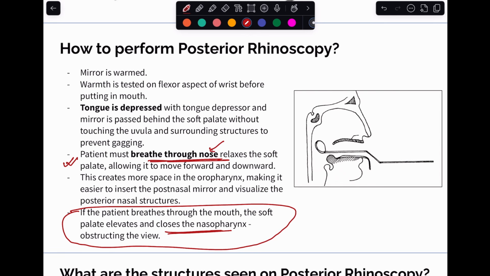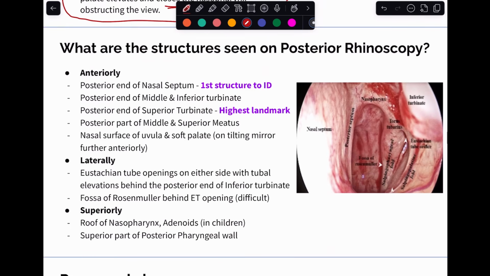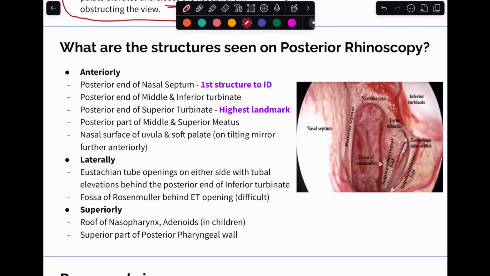Next question is, what are the different structures that you will be seeing on posterior rhinoscopy? The structure of your answer over here should be, there are some structures that I'll be seeing anteriorly, laterally and superiorly. So let's start with the first structure that we'll be seeing. Anteriorly, let's look at the image over here. We will be seeing the posterior edge of the nasal septum. This is the first structure that you should identify when you place your mirror.